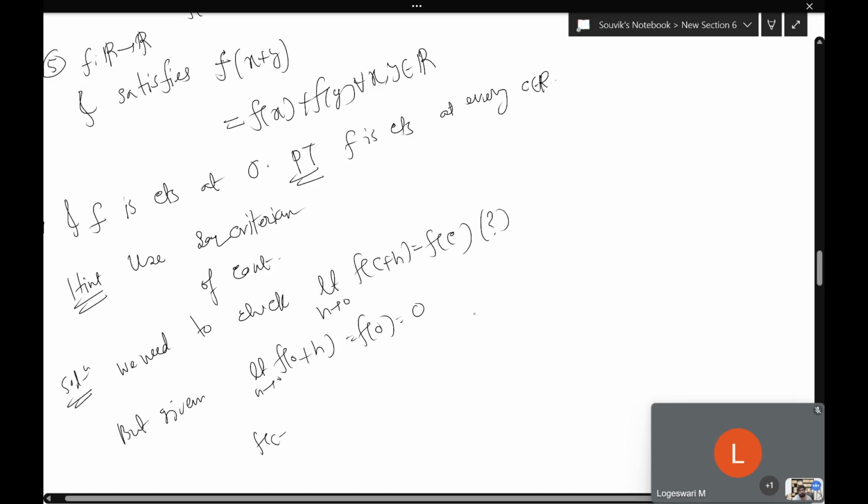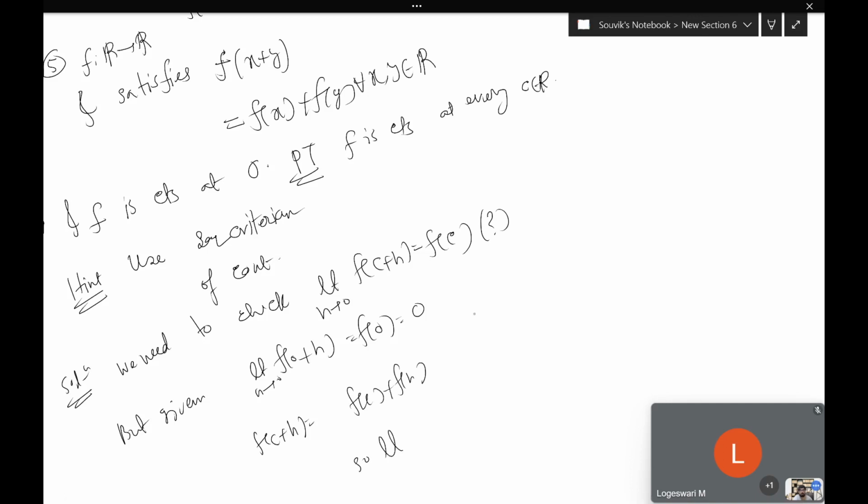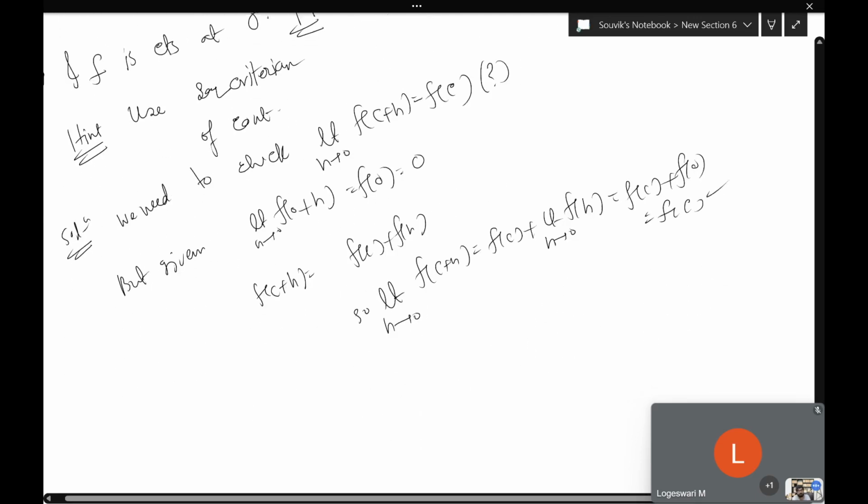Now, basically f of c plus h is equal to f of c plus f of h. So limit h goes to 0, f of c plus h equals f of c plus limit h goes to 0, f of h, which is nothing but f of c plus f of 0, which is equal to f of c. So we can show that this function is continuous everywhere. Okay, so this is the first part of this solution.